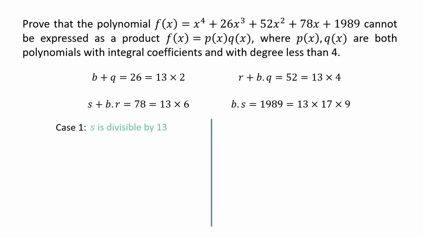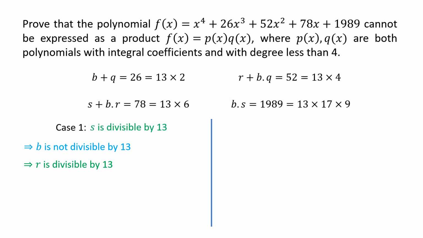Case number 1 is that we assume s is divisible by 13. One of the implications of this would be that b cannot be divisible by 13. This is because the product of b and s is 1989, which is divisible by 13 but not 13 squared, and s is already divisible by 13, so b cannot be. Another thing we can deduce is that r will also be divisible by 13. This is because s + br is 78, which is divisible by 13, and we have already assumed that s is divisible by 13.